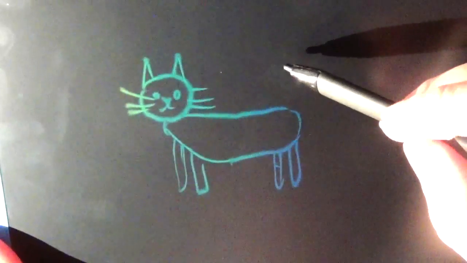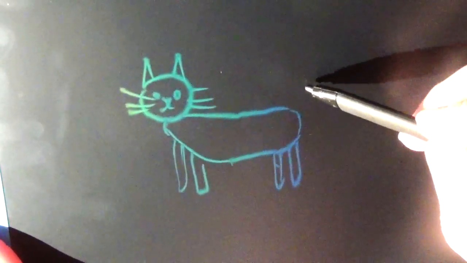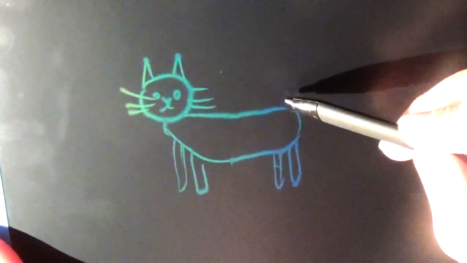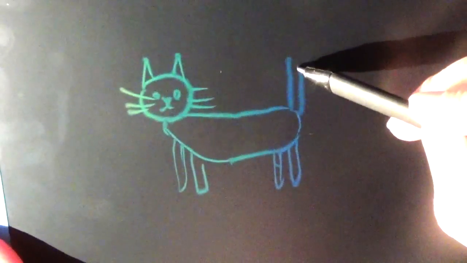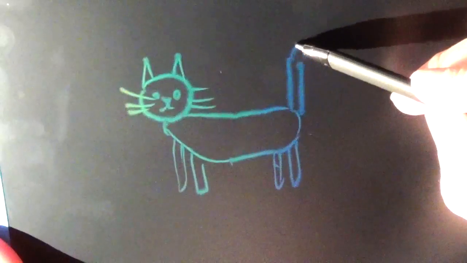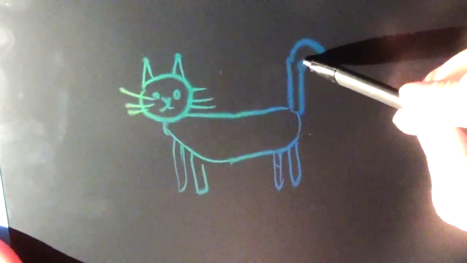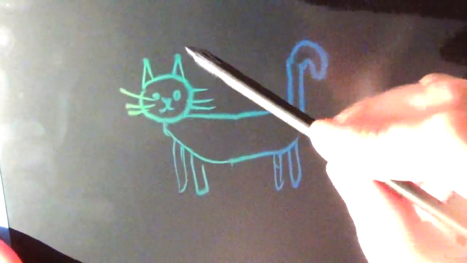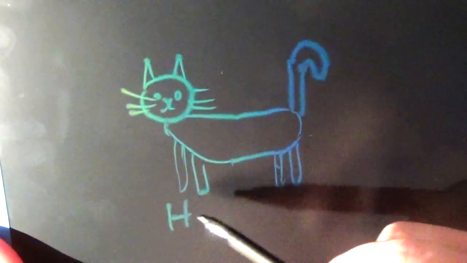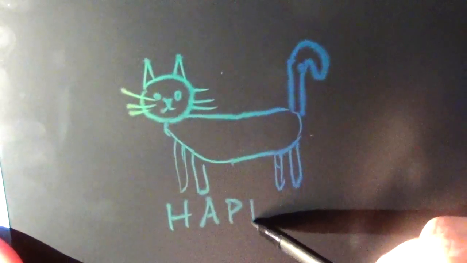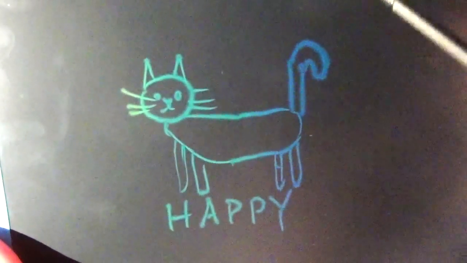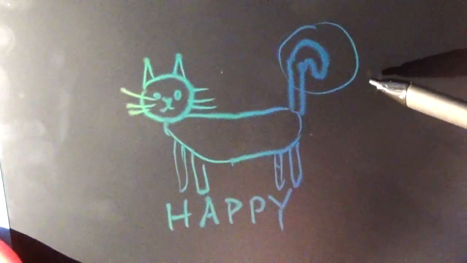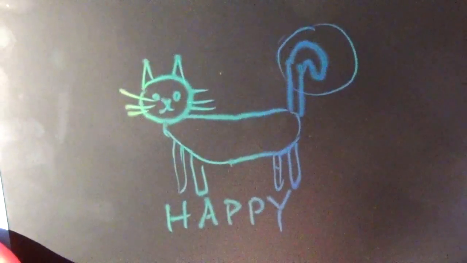And one signal that we must be attentive at is the tail. So if the tail is straight up like this and it has a curl at the end this way, this shows that the cat is happy. So this part of the tail shows the contentment of the cat.